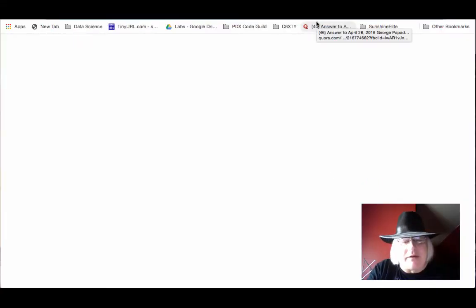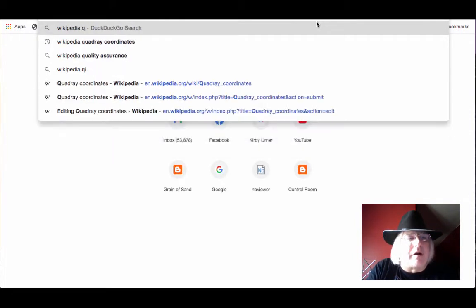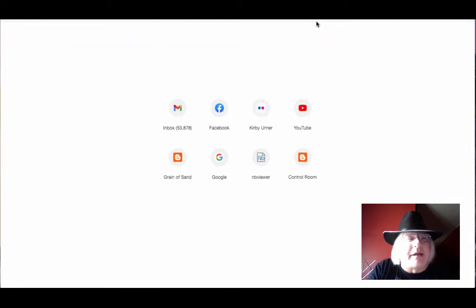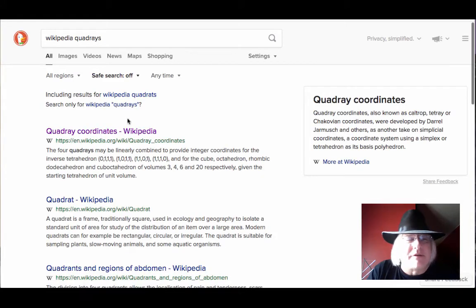I don't think you can. But if you go like Wikipedia quadrays, you know what that takes you to, right? I've been doing this for a while here. Again, POV-Ray or ray tracers, they come in useful for this kind of study.